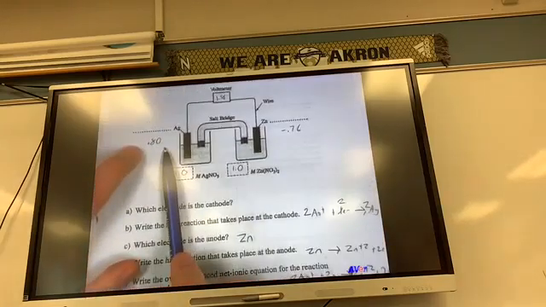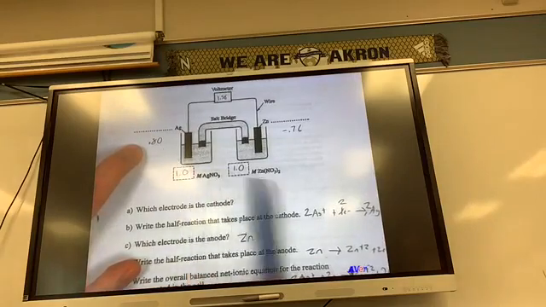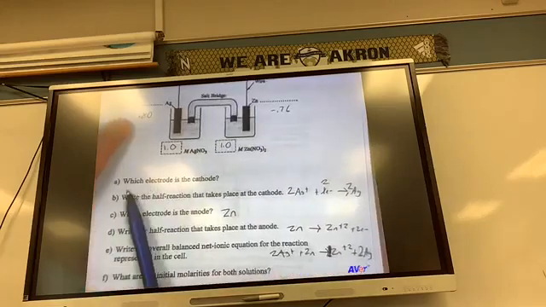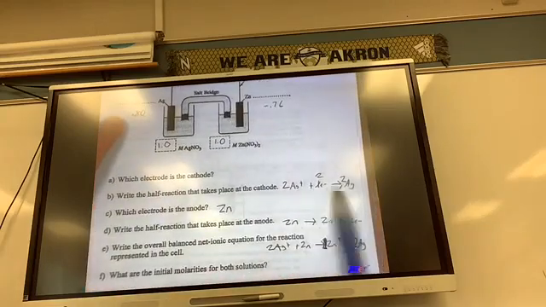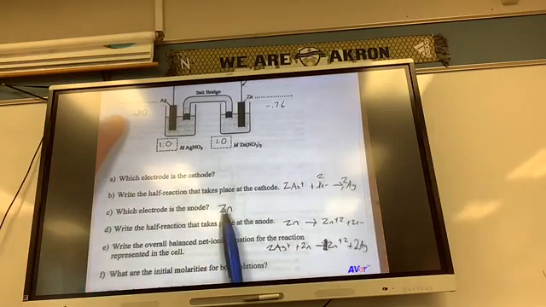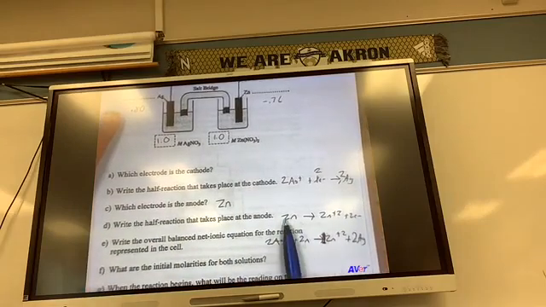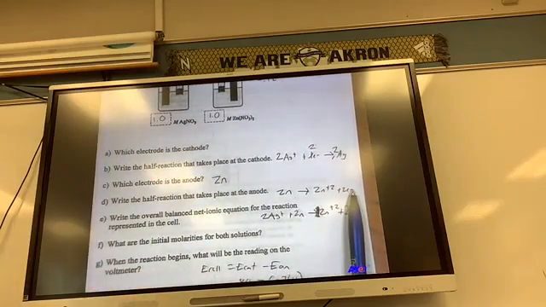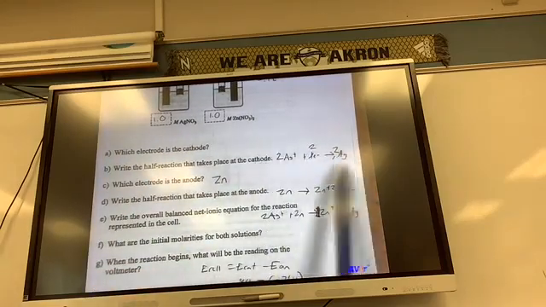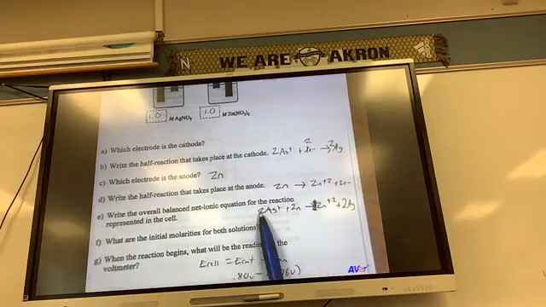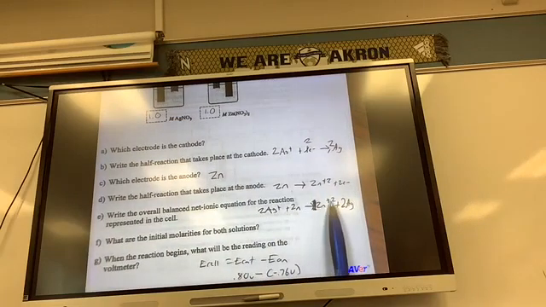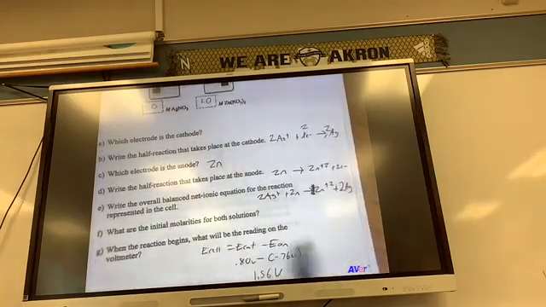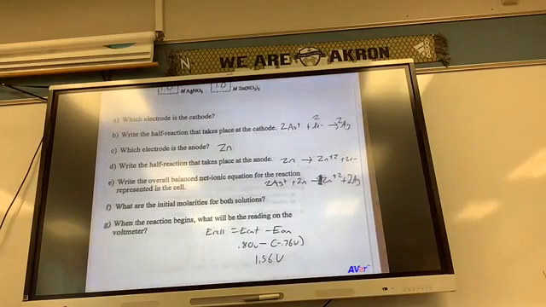Silver was 0.80 when I looked up silver plus 1 in the book. Zinc plus 2 was negative 0.76, so silver is more positive. So the cathode is silver: Ag plus 1 electron yields Ag. What's the anode? Zinc. At the anode, I flip it: Zn yields Zn2+ plus 2 electrons. What's the overall net ionic equation? I multiply the silver half-reaction by 2 to balance the electrons, so it's 2Ag+ plus Zn yields Zn2+ plus 2Ag. Initial molarities are 1. E cell is E cathode minus E anode, 1.56 volts.